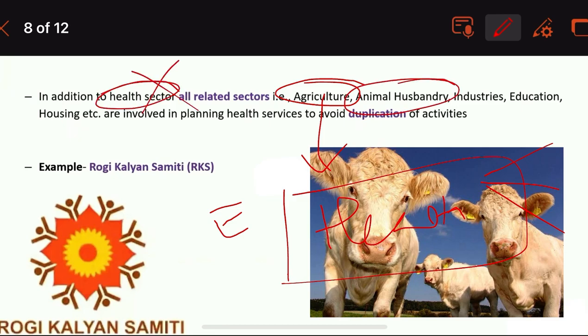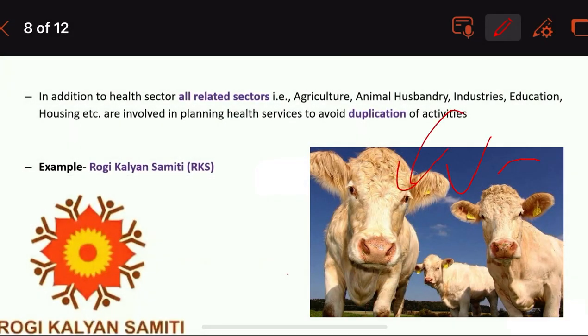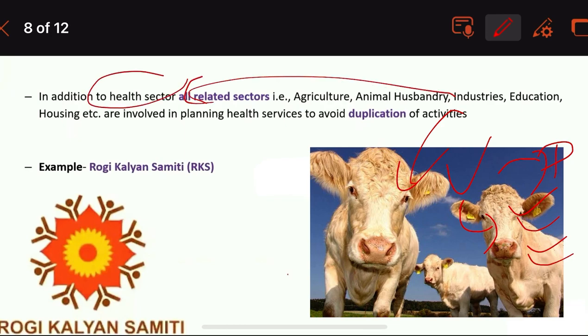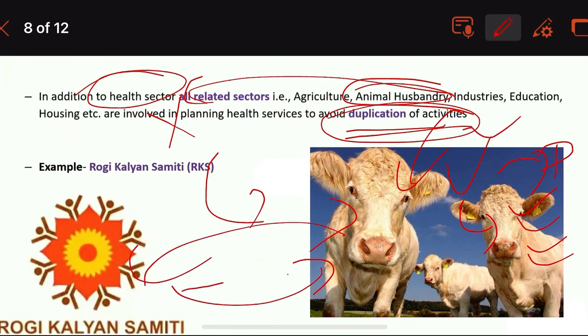If animal husbandry is trying certain vaccines on the animals and proving it on the animals, and they have already listed out the things, then the health sector should avoid the duplication of activities. They have to stop doing this and focus on the other things, so that we can avoid the duplication of the services. The intersectorial coordination should be done between the animal husbandry, agriculture, industries, education, housing, and health sector.